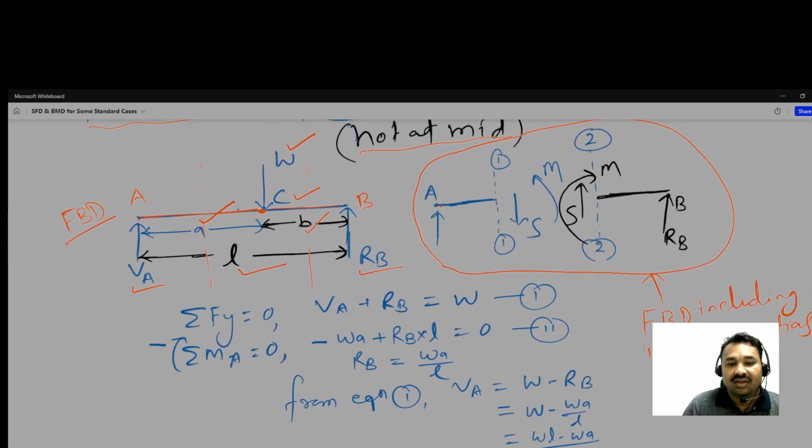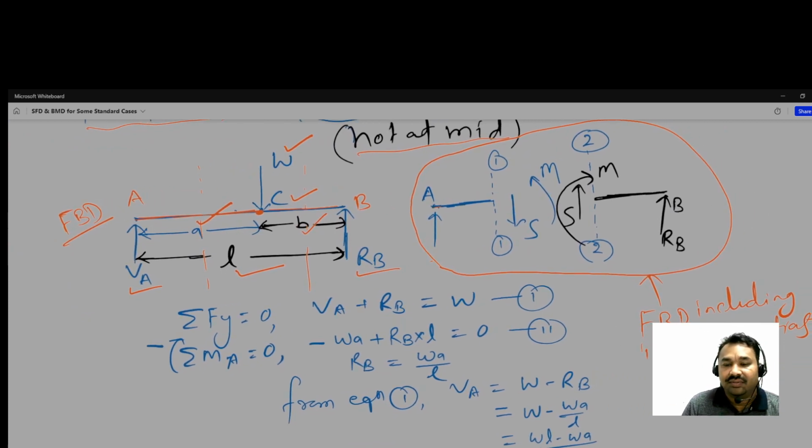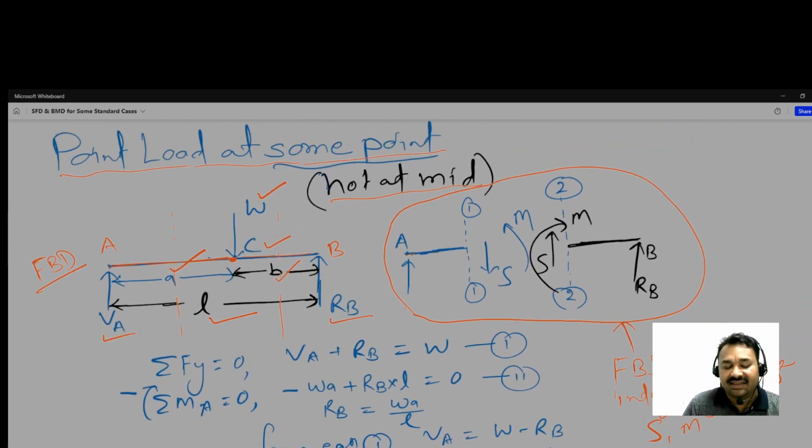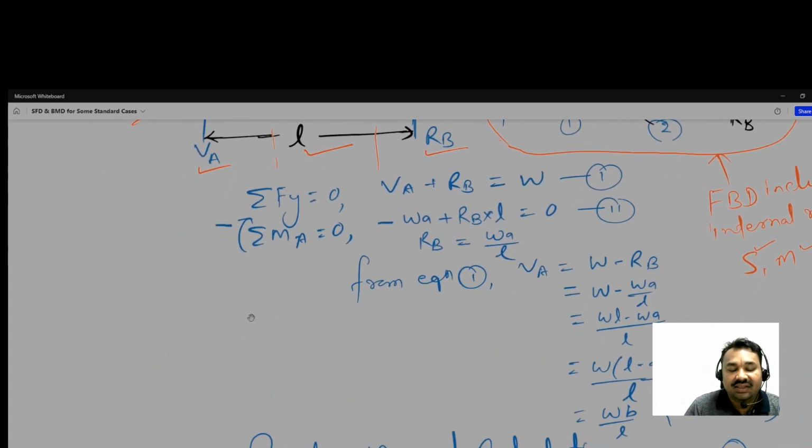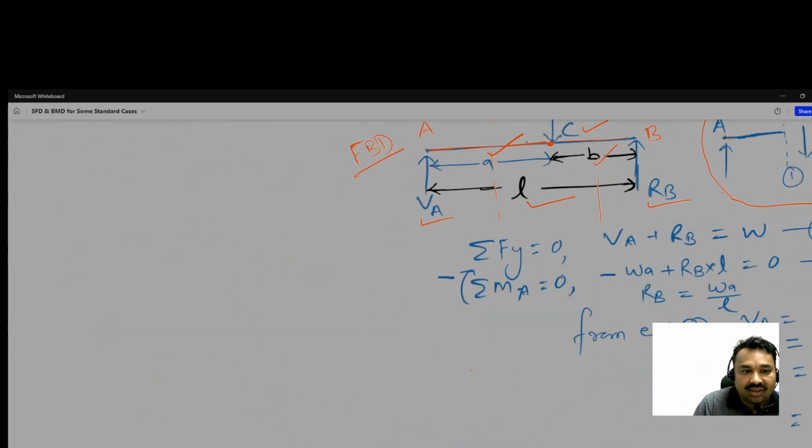This is the same as previously. Okay, so now what will be the nature of this, whether acting at a midpoint, A, B, okay, or somewhere else, like here.